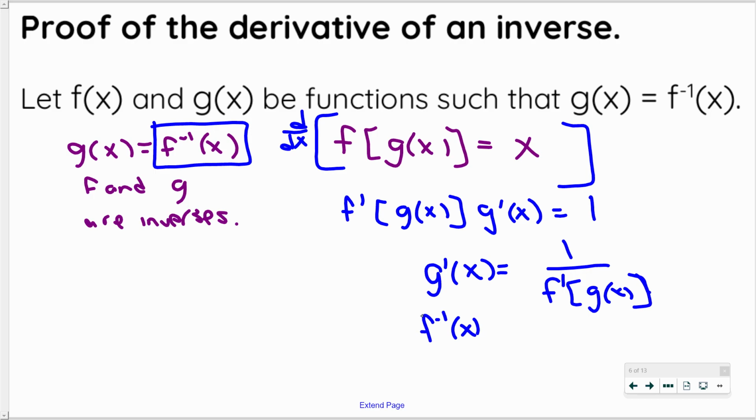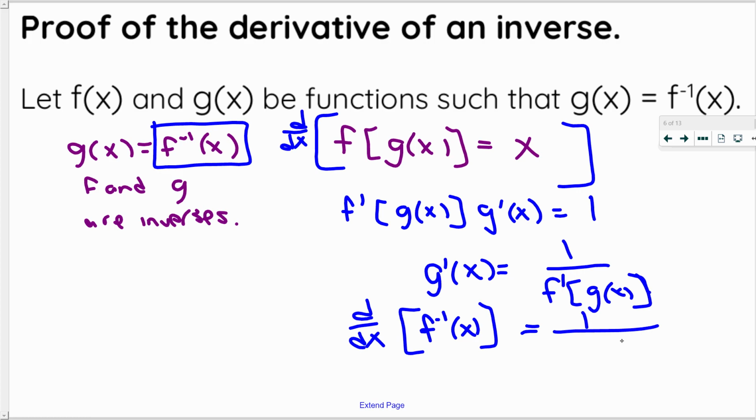So g of x prime is the same as this prime, which is just, when I take the prime, that's the first derivative. So g prime of x is the same as saying the derivative of f inverse of x. That is going to equal 1 over f prime of g. And what did we say g was? We said g was f inverse of x. So this is the derivative of an inverse. So the derivative of f inverse of x is 1 over f prime of f inverse of x.